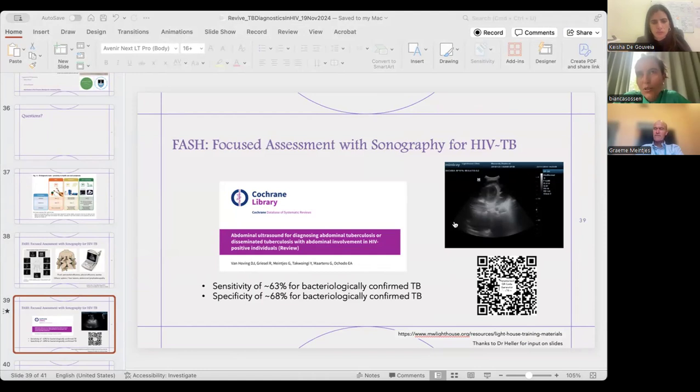So on the topic of urine LAM, that's a very common question that we get asked. It hasn't been studied as a treatment monitoring tool, but it is often a concern that potentially a patient is remaining positive after treatment, and how can we still trust these tests?